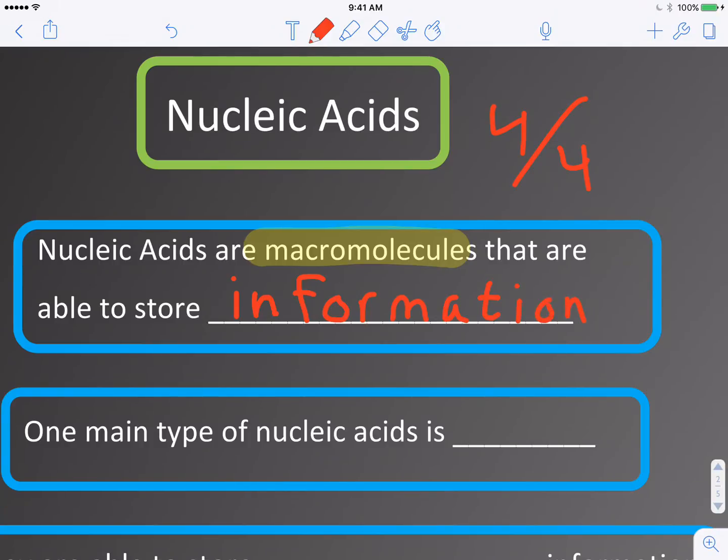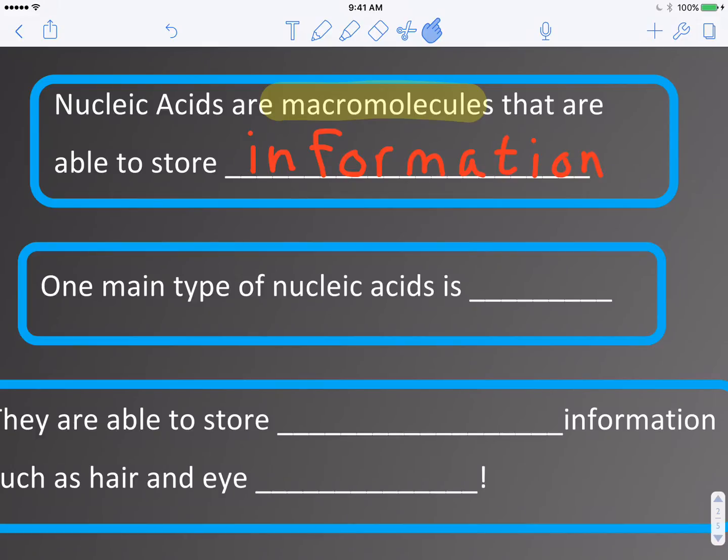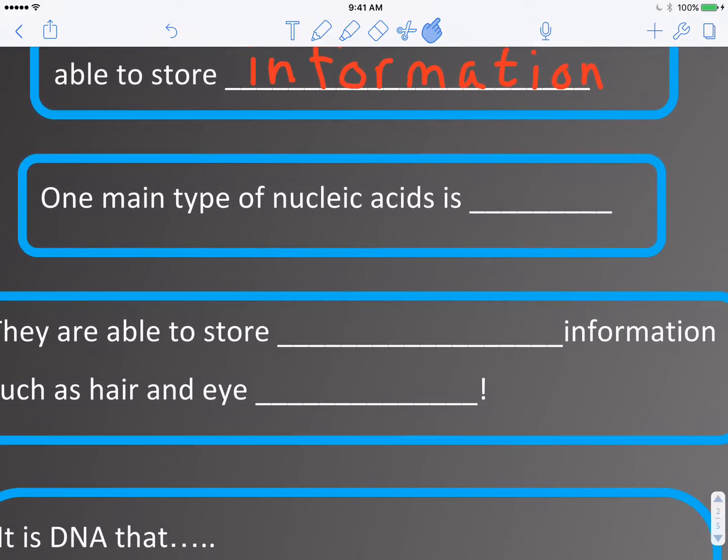Now, what kind of information do they store? In a way, they're kind of like your computer's hard drive, where they contain all of this information that can be brought up at any time. But of course, they're not digital, right? It's not a computer. It's actually information inside of you. And one main type of nucleic acid, the one that we're really going to focus on and is the most important one in our body, is DNA.